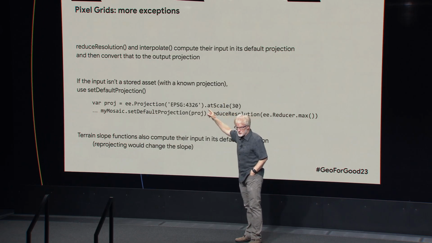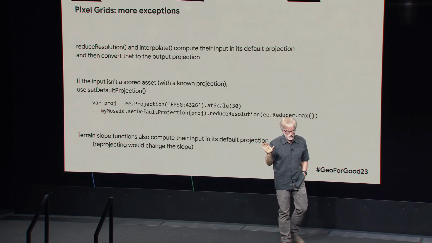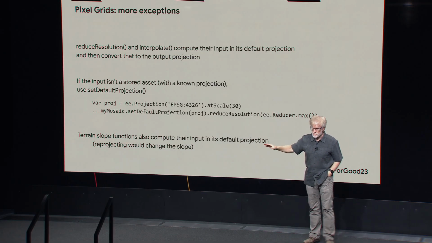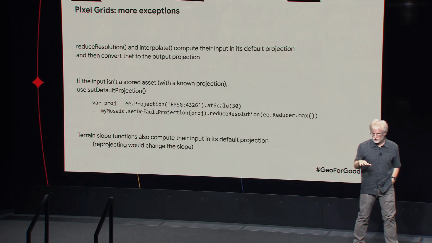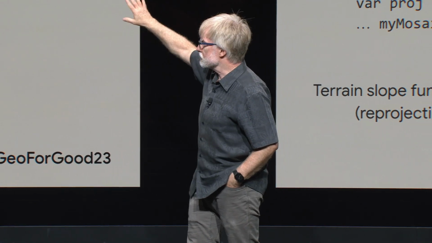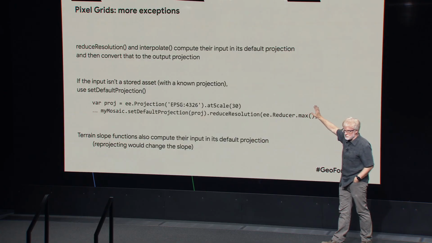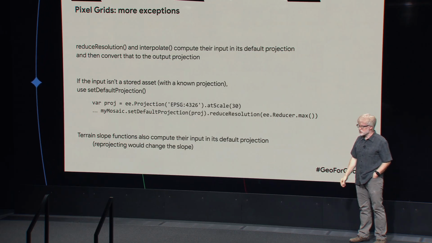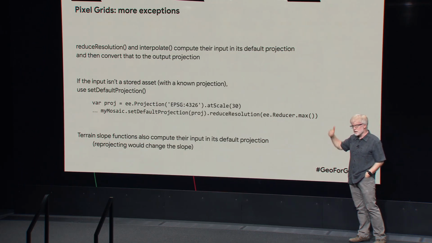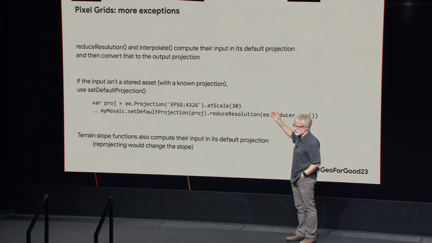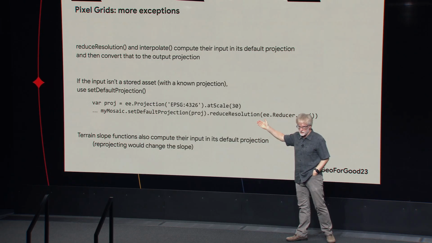Reduce resolution and interpolate are a pair of algorithms that let you control how Earth Engine shifts, in the case of reduce resolution, from a higher resolution to a lower resolution. Interpolate is usually going the other way. If you've got low resolution data and you want to sample it at a higher resolution, it gives you control over how that works. But in both cases, they wouldn't be meaningful if the input and the output were actually in the same projection. So they don't have arguments saying what projection to compute the input in. They compute the input in its default projection always.